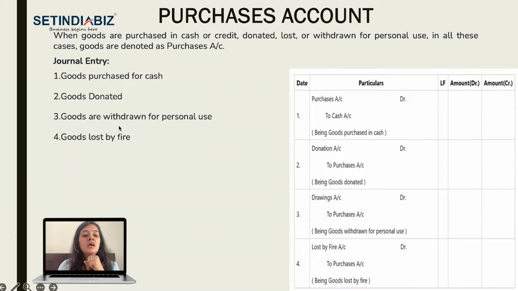Then goods are withdrawn for personal use. These are already done by us, but we'll still repeat. Drawings account debited to purchases account, right? Again, goods stock is being reduced. Whenever asset is being reduced, it is credited. Then goods lost by fire. Lost by fire account debited to purchases account, right? So these were all the entries related to purchases account. Again, we will write this brief summary, being goods lost by fire.